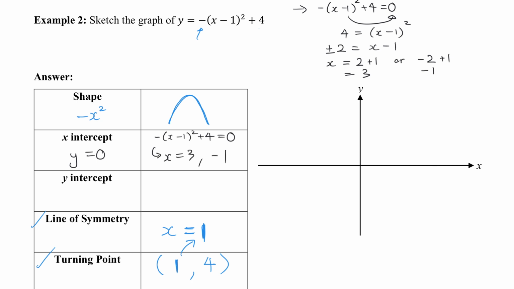So let's plot it out. 1, 2, 3, and maybe around -1 here. Okay. Next, y-intercept, let x be 0. Substitute it in. We're going to get -1 plus 4, which is +3. So probably around here. Okay, our line of symmetry x = 1 will be here, approximately.